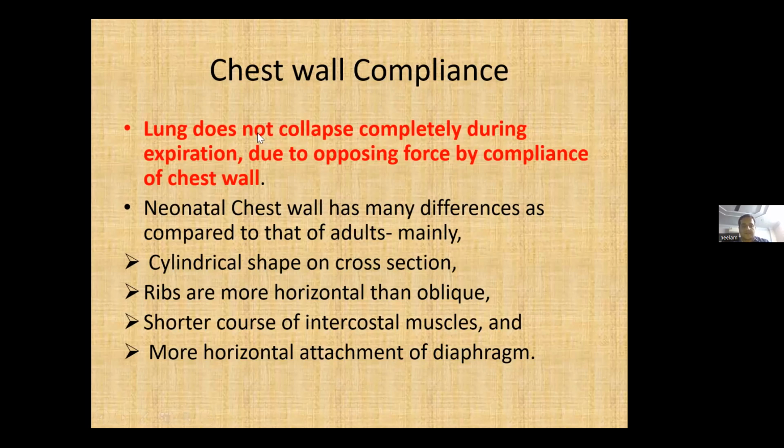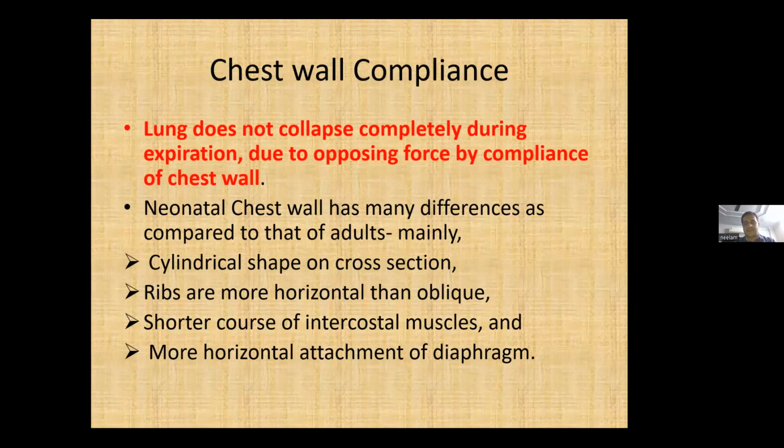As I have written here, the lung does not collapse completely during expiration due to the opposing force of the chest wall compliance. And as compared to the adult, the neonatal chest has many differences. One, in adults the chest wall is ellipsoid in shape, whereas in newborns it is more cylindrical. Second, in adults the attachment of the ribs is oblique, whereas in newborns it is more horizontal. Third, the intercostal muscles have a longer course in adults, whereas they have a relatively shorter course in newborns.